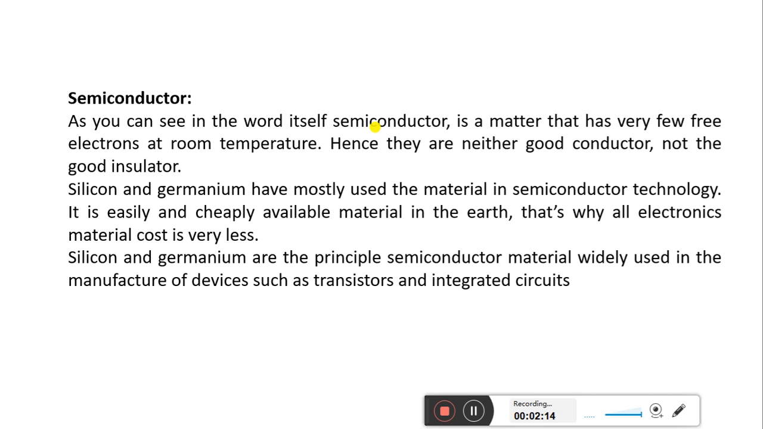Let us now discuss the semiconductor. As you can see in the word itself, a semiconductor is a matter that has very few free electrons at room temperature. Hence, they are neither a good conductor nor a good insulator. Silicon and germanium are the most used materials in semiconductor technology. It is an easily and cheaply available material on the earth, and that's why all electronics materials cost is very less.